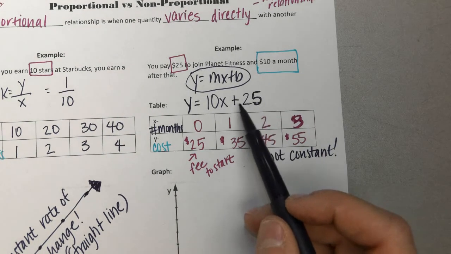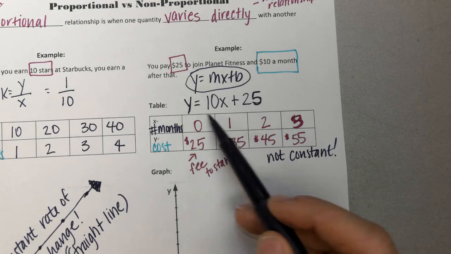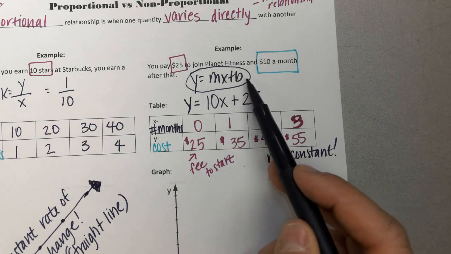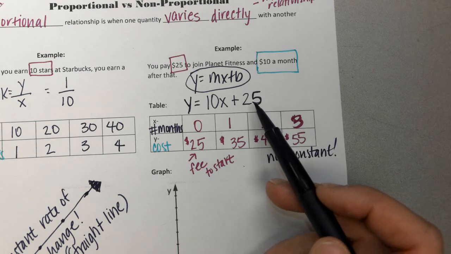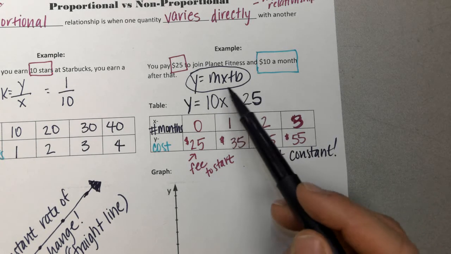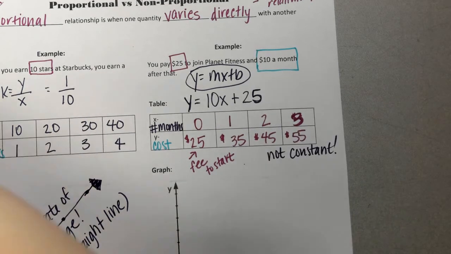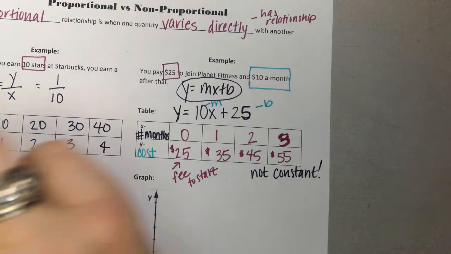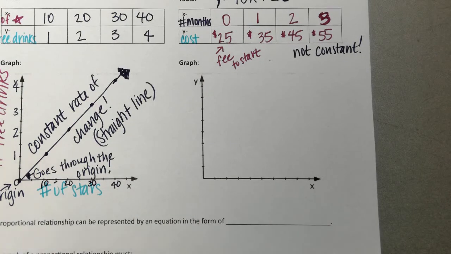So does this look familiar? 10x plus 25? Yes. This is just like what we've been looking at with the y equals mx plus b. 10x plus 25. So this is how it relates in real life. There's lots of things where you have to pay a fee to begin with, and then you pay a regular rate after that. So this is your b, and this is your m. Okay? Well, let's go ahead and graph that.